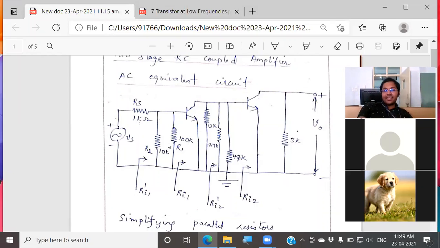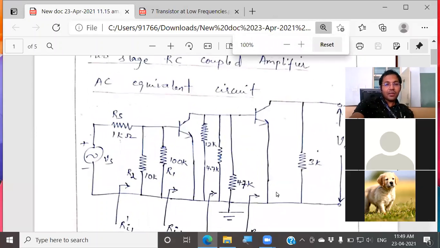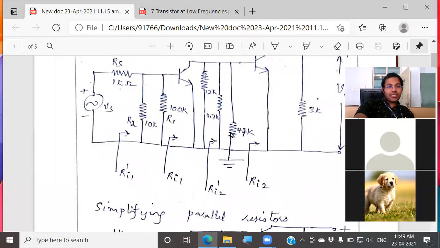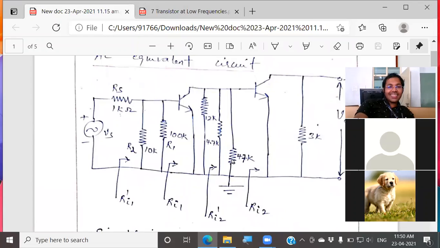Again, where else do we have parallel? Observe. Where else do we have parallel resistors? Are there any parallel resistors further? 12K, 4.7K. Very good. 12K, 4.7K and 47K, all are in parallel. Again, these I can replace by a single resistance. What is the formula for three resistors in parallel? 1 divided by 1 by R1 plus 1 by R2 plus 1 by R3.